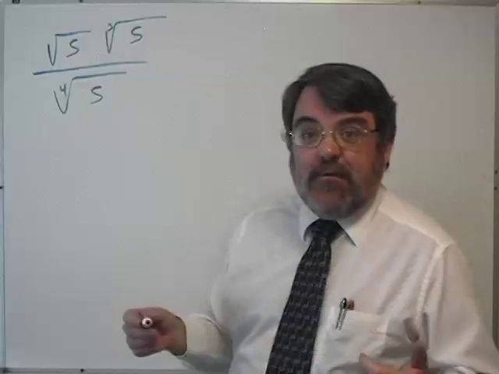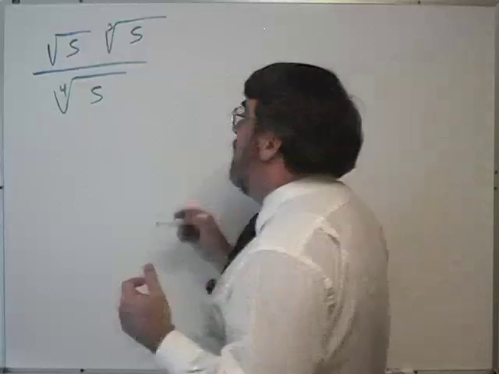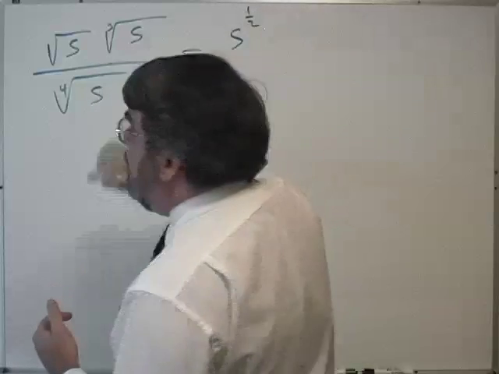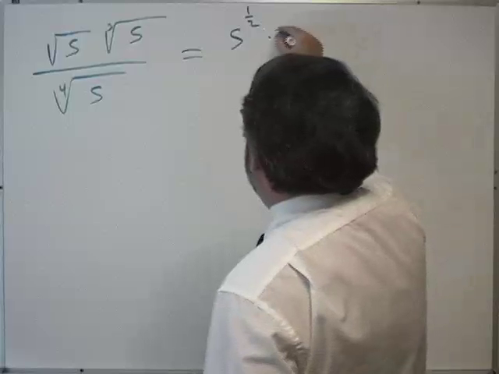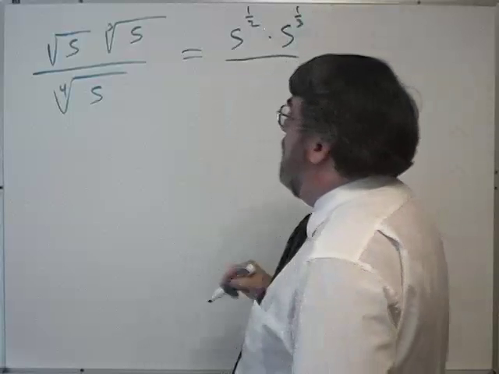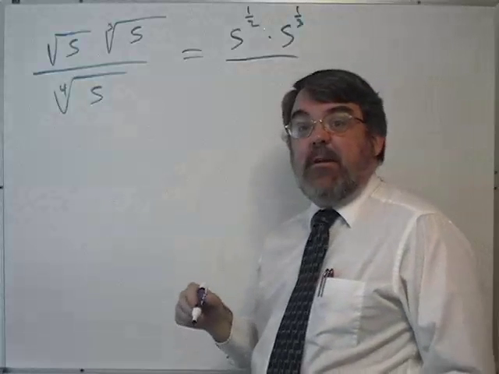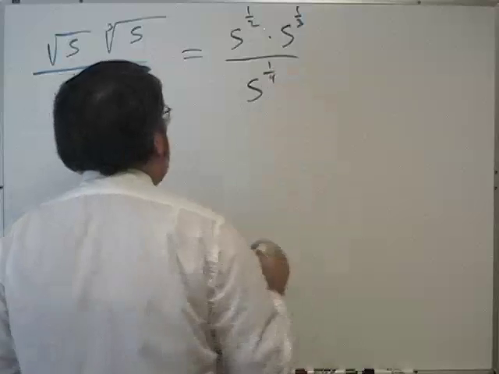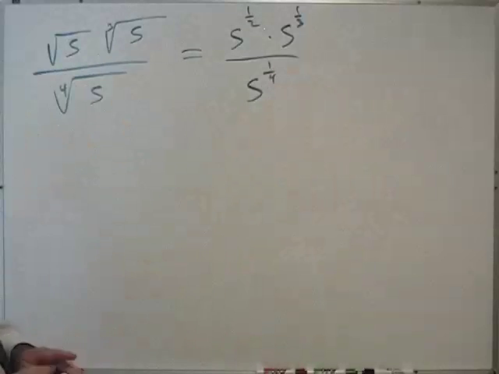Alright, so what is the square root of 5? It is 5 to the 1/2 power. And the cube root of 5 is 5 to the 1/3 power. And fourth root of 5 is 5 to the 1/4 power. So let's see what we got here.